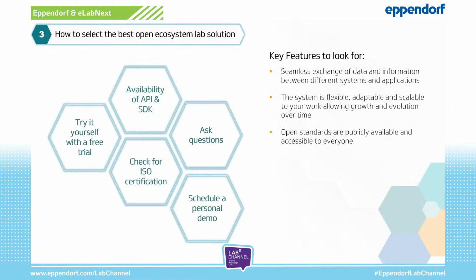So how can you select the best lab solution for your lab? Whether or not a system has an open ecosystem is not really clear. So there are a couple of steps that you can follow so you can be sure that what you're choosing can deliver an open ecosystem. So first of all, you need to ask for the availability of APIs and software development kits, which means that this is basically the extra layer that allows you to modify the software according to your need.